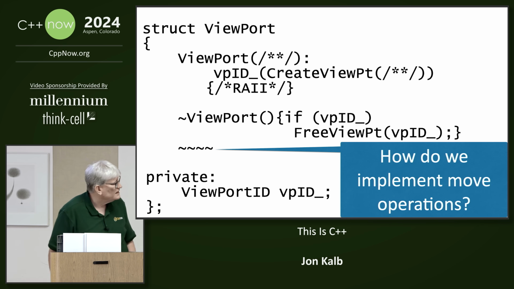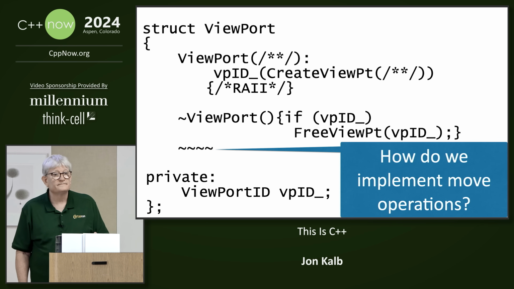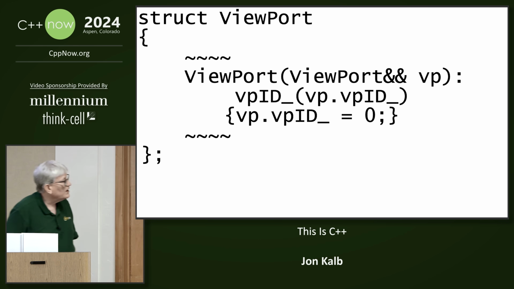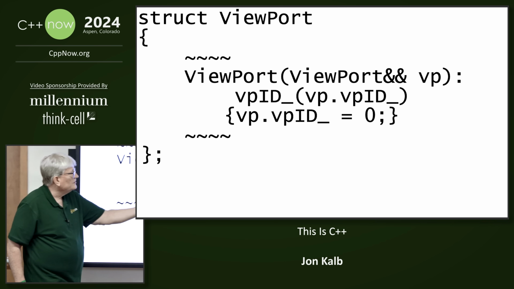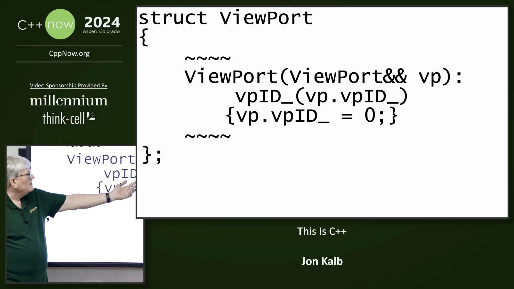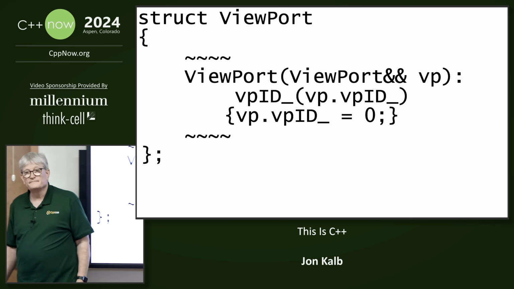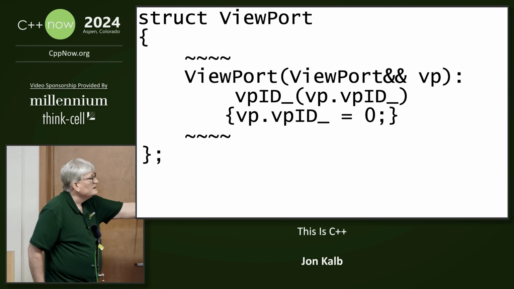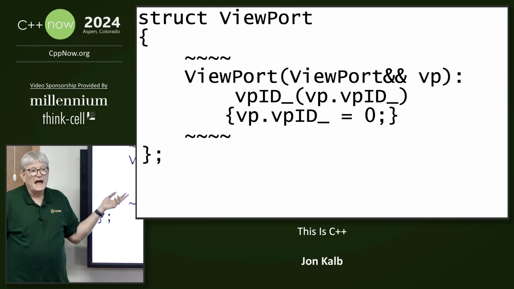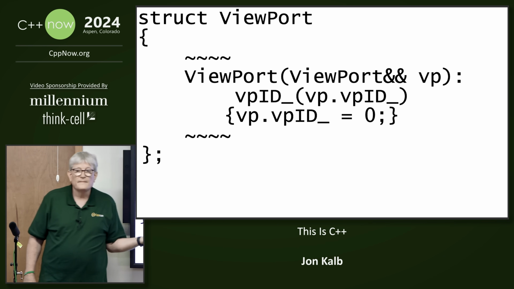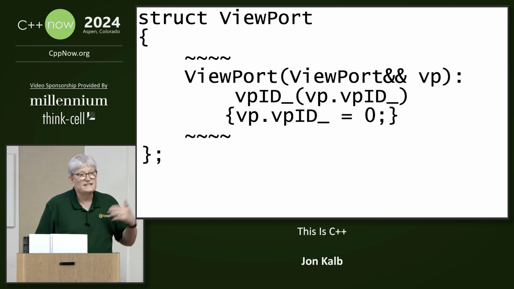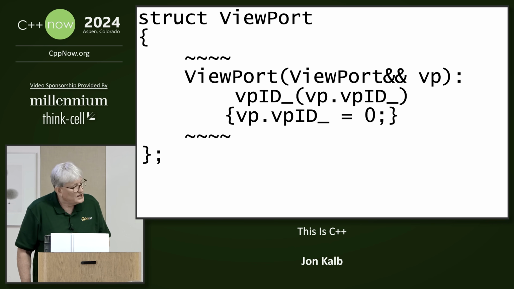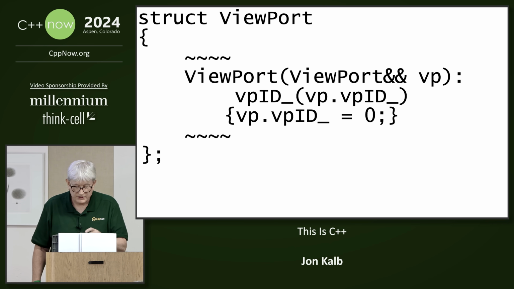So now the question is, how do we implement move operations? Well, you know how I want to implement move operations. What I want to do is simply make a shallow copy of the viewport ID, and then zero out the source. Right? Does that make sense? Now notice, if you do this, then your viewport ID is zero, and none of those getters and setters are going to work. So it's not following the note, it's not following what the blog post has recommended. So it's not well behaved, according to what the blog post says.